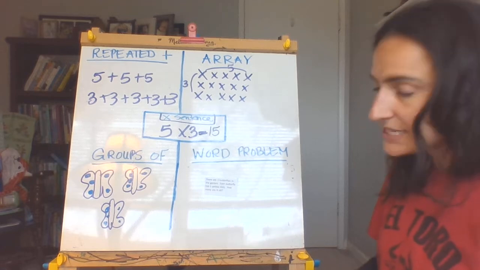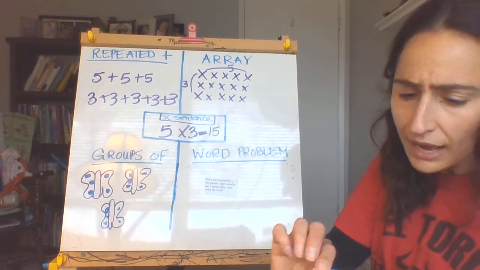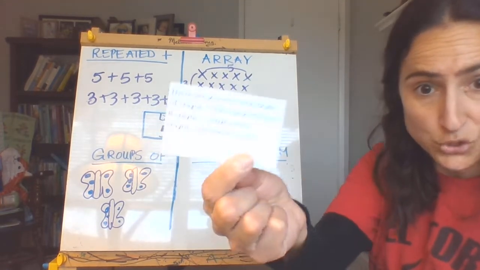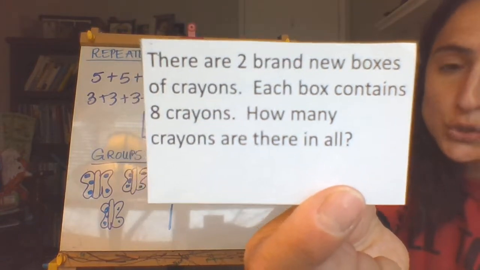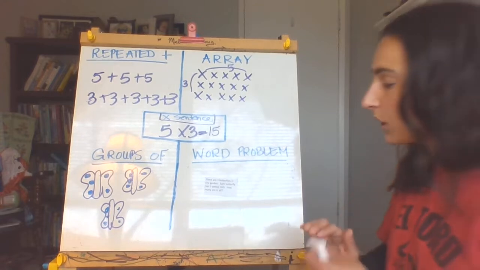All right, I'm going to erase this now, and we're going to go on to the next problem. As I'm erasing, I want you to find the one that says there are 2 brand new boxes of crayons. The crayon problem. There are 2 brand new boxes of crayons. Okay, so go ahead and find that one, and we're going to work on that next.